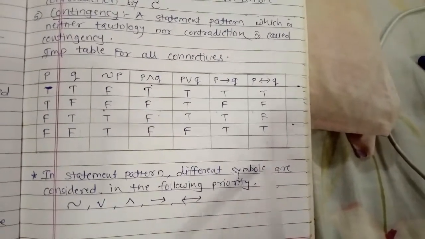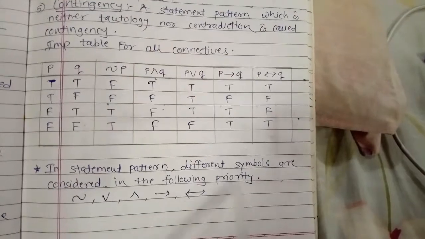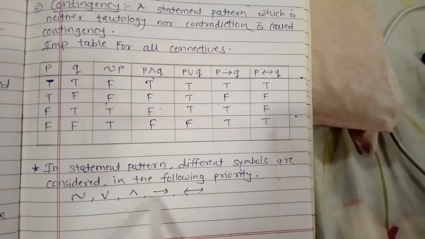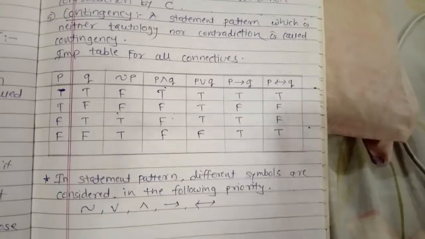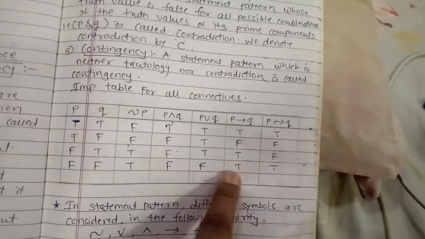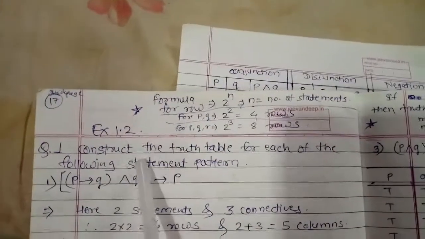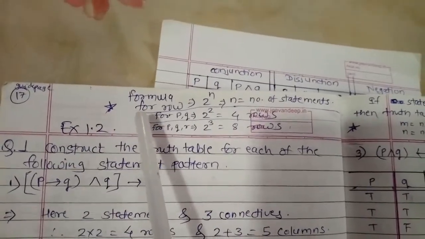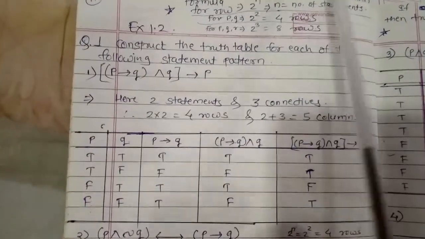In statement patterns, the different symbols are considered in the following priority. First negation, then disjunction, then conjunction, then conditional, and then biconditional. Now we are going to solve exercise 1.2. Before solving this, I am going to tell one thing, that is the formula. First see the example and then I will show this.